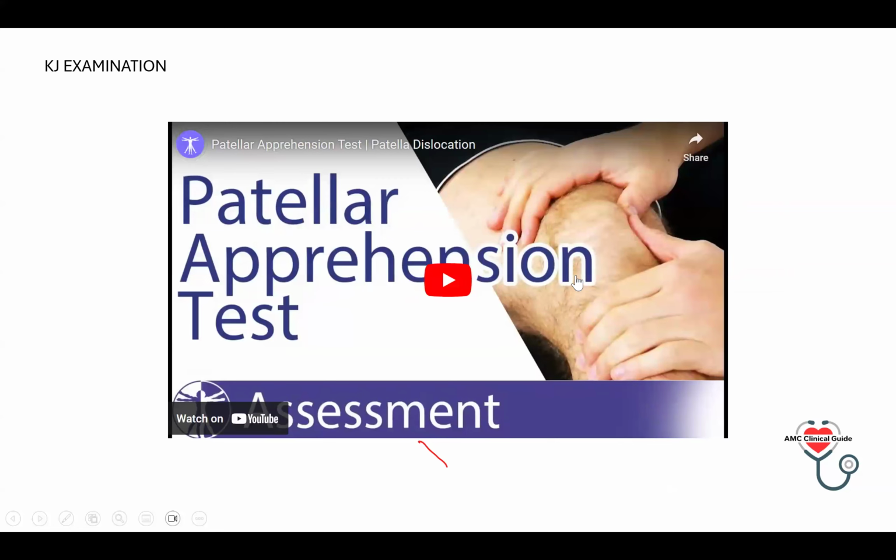So then the other test is called the patellar apprehension test, checking whether there is any patellar dislocation. You slightly bend the knee and press from medially to laterally with your thumbs. Sometimes there can be patellar dislocation, or the patient may feel apprehensive and extend the knee or try to touch the knee, which is suggestive of patellar instability.